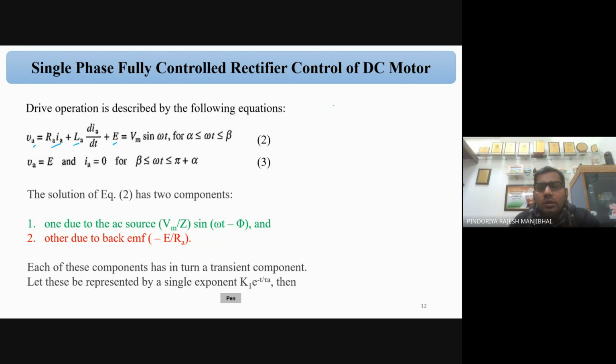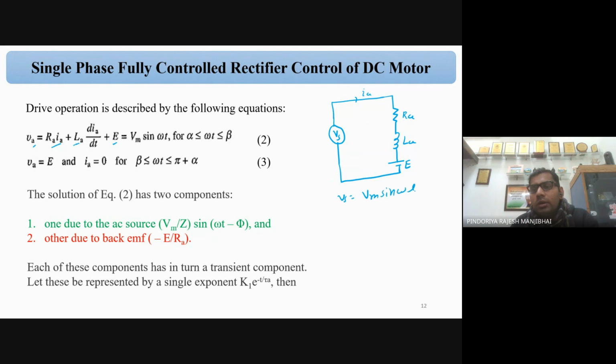We have a circuit. This is your supply voltage. Here is your motor, with Ra, La, and E. This is Vs, and we can say it carries the armature current. And Vs is nothing but Vs equal to Vm sine omega t.